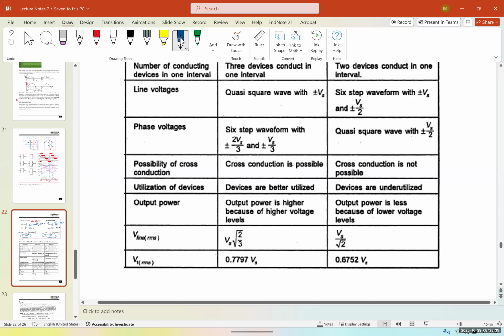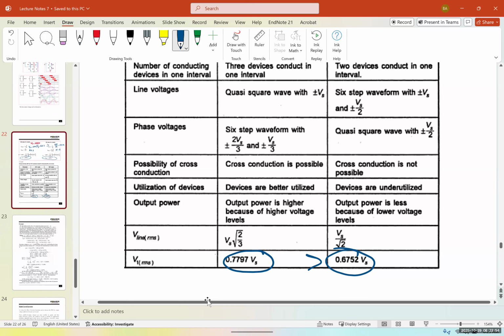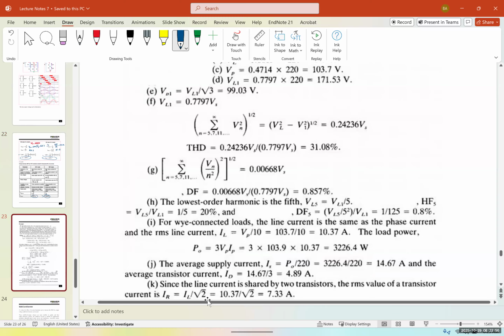And VRMS for the 180 degrees, as you saw, is Vs times square root of 2 over 3. And for the 120 mode, it's Vs over square root of 2. So as you can see, the fundamental voltage of the 180 degree is greater than that of the 120 degree.